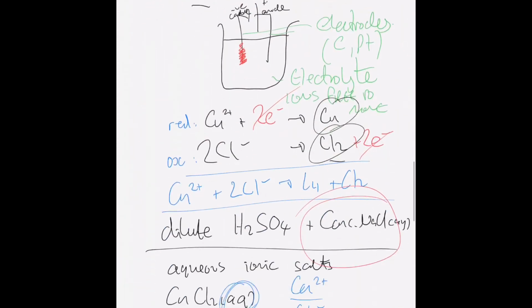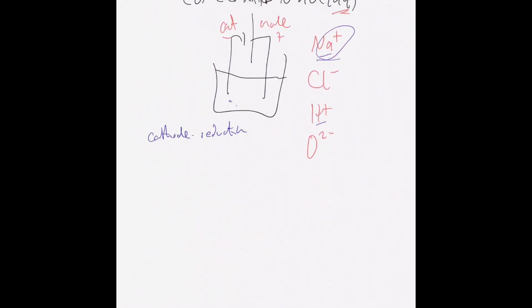Our face remains intact and we actually get some hydrogen gas. Where did the hydrogen gas come from? Well, it must have come from the H+. There must have been two of them, and it's reduction, so it must have added a couple of electrons to make H2 gas. So at the cathode, we get hydrogen gas with concentrated aqueous sodium chloride.